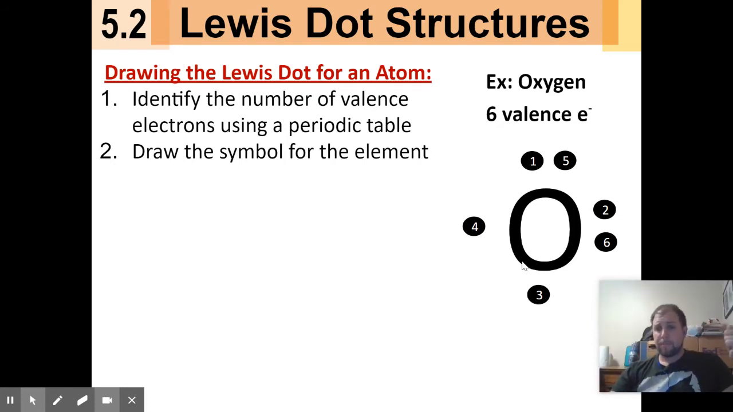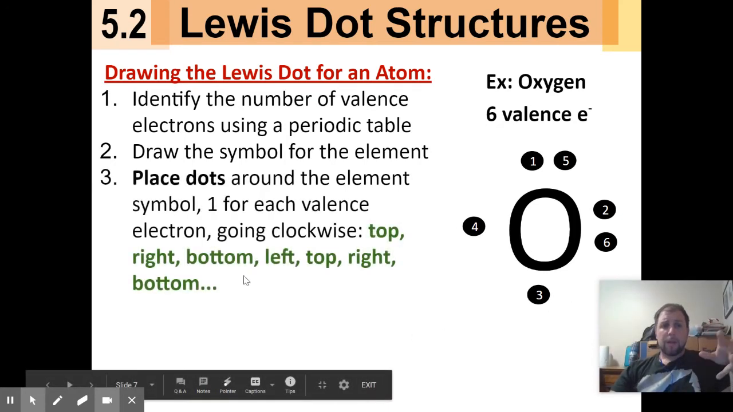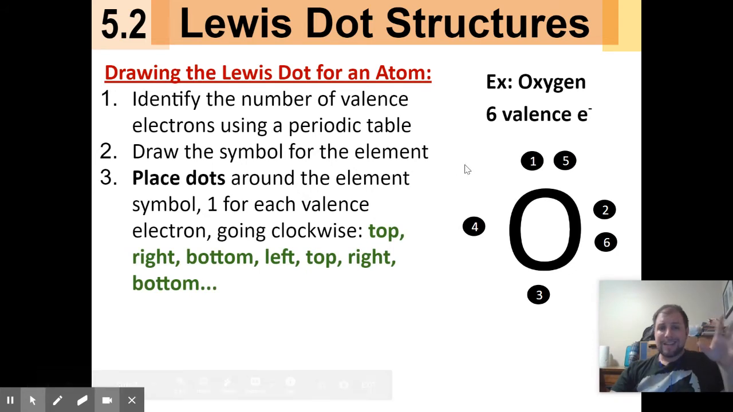Simple enough. Pull the symbol right off the periodic table. Step 3, place dots around that element symbol, one dot for each of its valence electrons, and you have to go in order. Start at the top, do the first one on the top, then the second one on the right, then the bottom, then the left, then the top, then the right, then the bottom, then the left. Go clockwise around the atom, placing these dots until you run out.